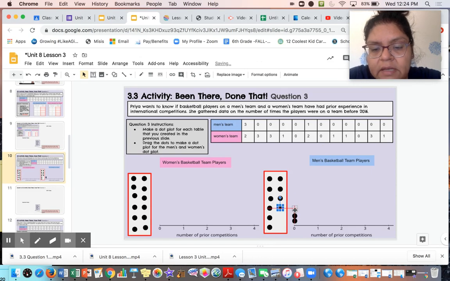So the dots represent 10 people answering the question, how many prior competitions did you have before you started this basketball team? So take that under consideration. It's a symbol, it's a graphical representation, and you always have to think about, like, okay, it represents something. In this case, an answer to a question. So there are my dots.